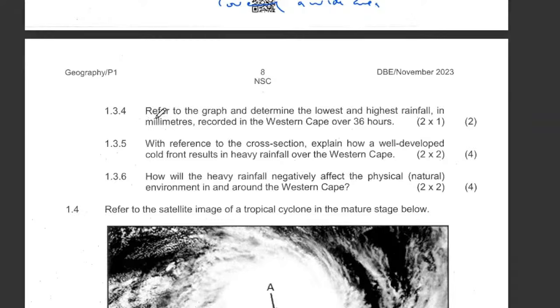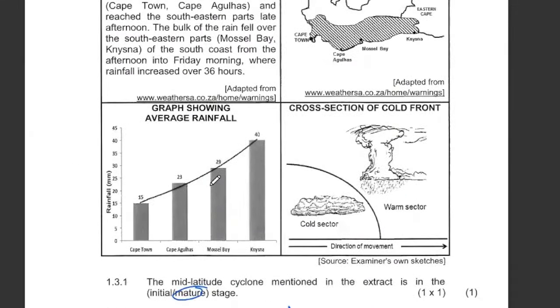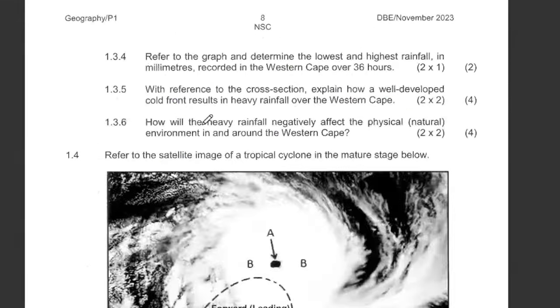Also, you can consider that the system is moving from the other side. Basically, it's the CB clouds. You go to the graph and determine the lowest and the highest rainfall in millimeters recorded in the Western Cape over the 36 hours. So the graph is here. It is also indicated in the infograph that into Friday morning, the rainfall increased over 36 hours. So the lowest is 15, the highest is 40. You can say lowest 15 millimeters, please don't forget the units, and the highest is 40 millimeters, because units are very important.